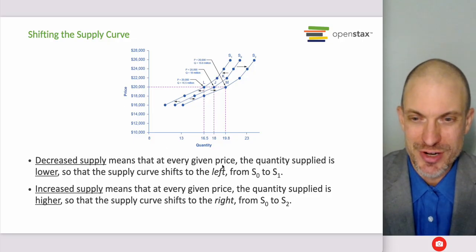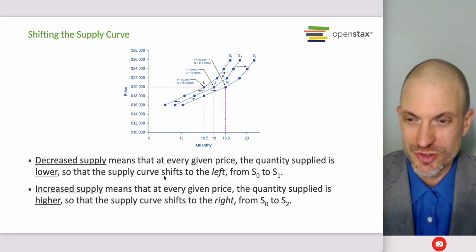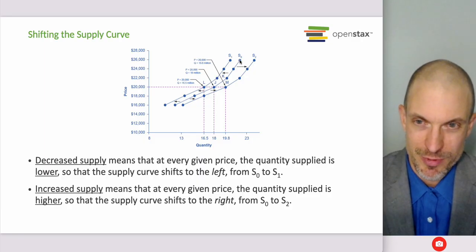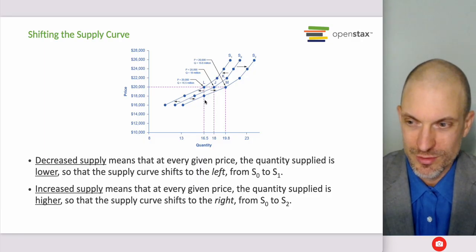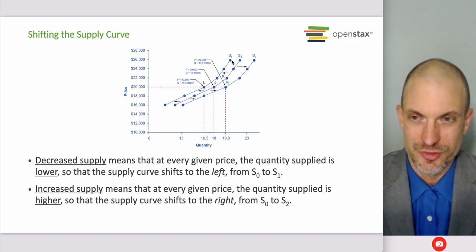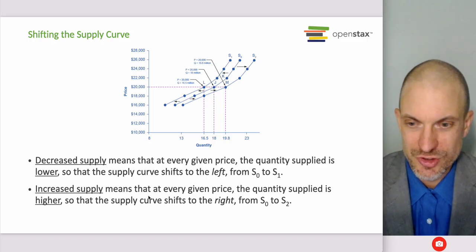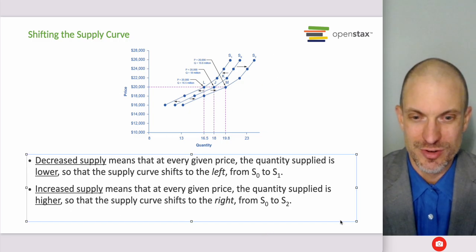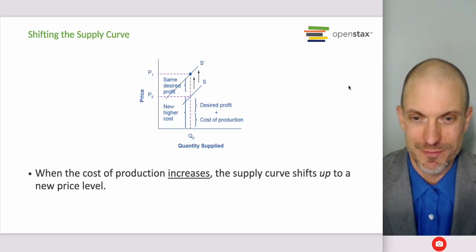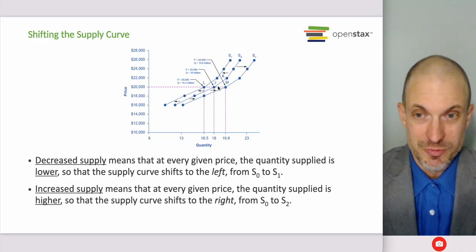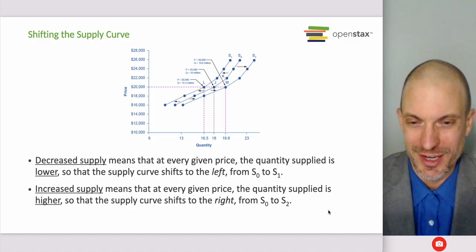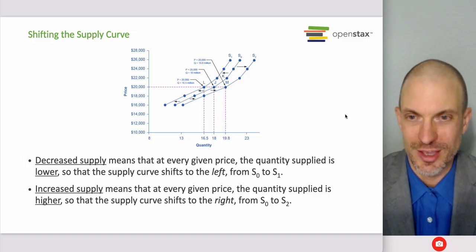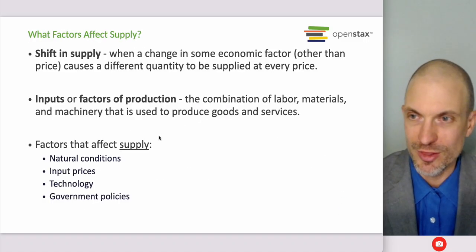Decreased supply means that at every given price, the quantity supplied is lower, so the supply curve shifts to the left. Yep. So at every price, the quantity supplied is smaller. Yep. And so we'll get a leftward shift. Or increased supply means that at every given price, the quantity supplied is higher, so the supply curve shifts to the right. This is way better. I don't know why they're bothering with this shift up thing here, but this is better. Here's a rightward shift to supply and a leftward shift to supply. That's the correct way to think about it, or maybe the most helpful way to think about it.